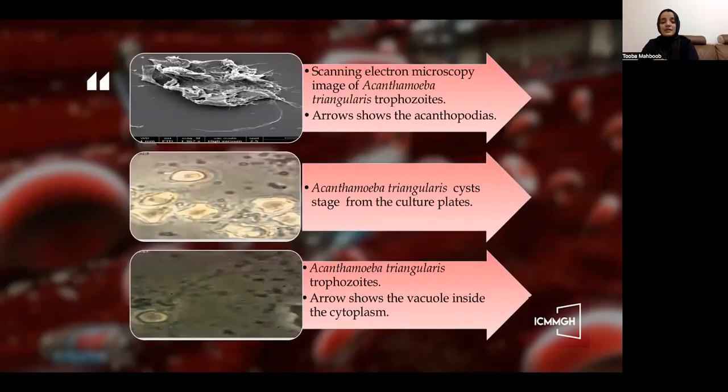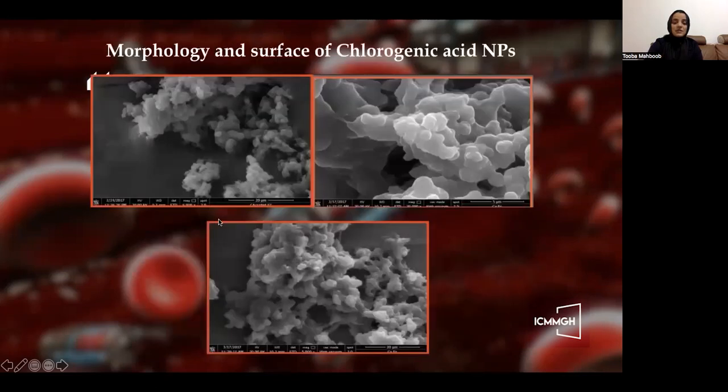Moving towards results and discussion, here are some images taken by a scanning electron microscope and an ordinary microscope for Acanthamoeba triangularis. The first picture shows the trophozoite, where we can see the visible acanthopodia, whereas the second picture shows the distinct shapes of the cyst stage of Acanthamoeba.